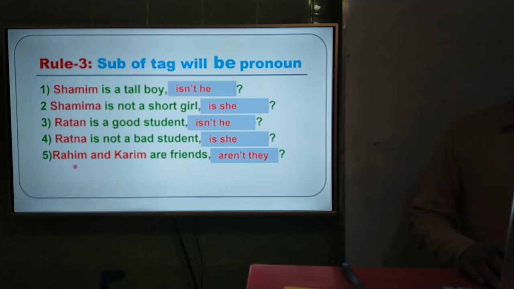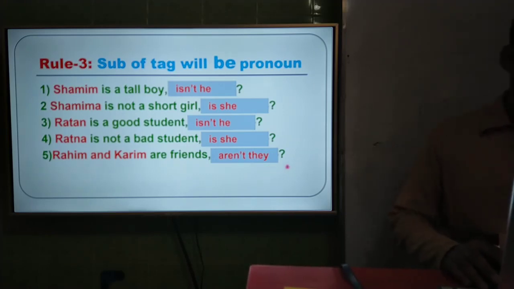Here we had to write down "he" instead of Rohim and "he" instead of Karim. Here he plus he is equal to they. Singular plus singular is equal to plural. So the answer is "aren't they". And this is the third rule of tag question.